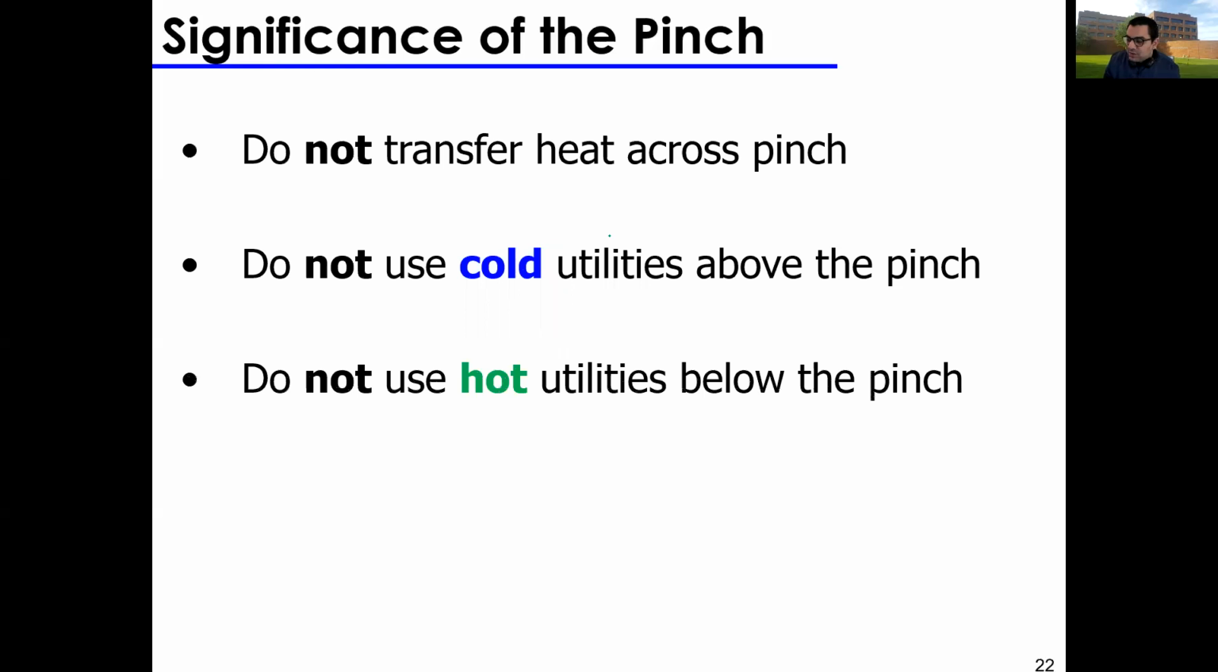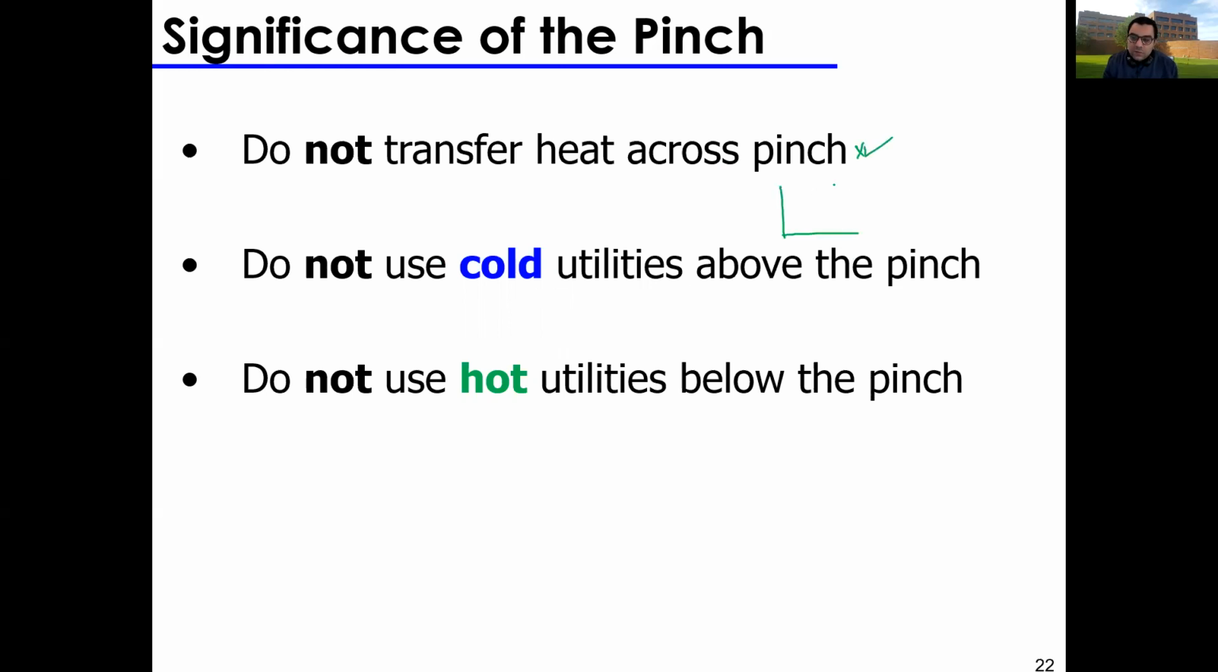Significance of the pinch. This is an extremely important slide. You need to remember this. Same way you remember the first law of thermodynamics, you cannot forget these rules because they govern everything you do. So, significance of the pinch: you should never transfer heat across the pinch, okay? This will make more sense later on. You should never use cold utilities above the pinch.